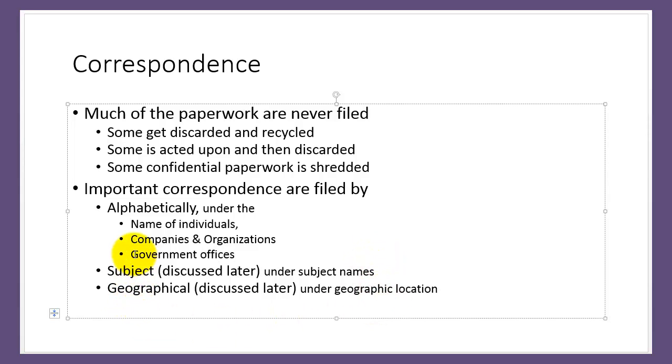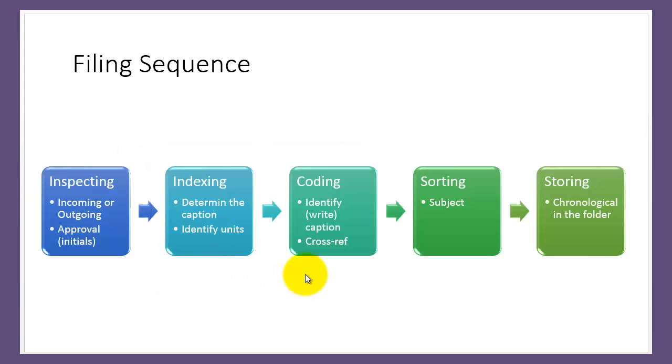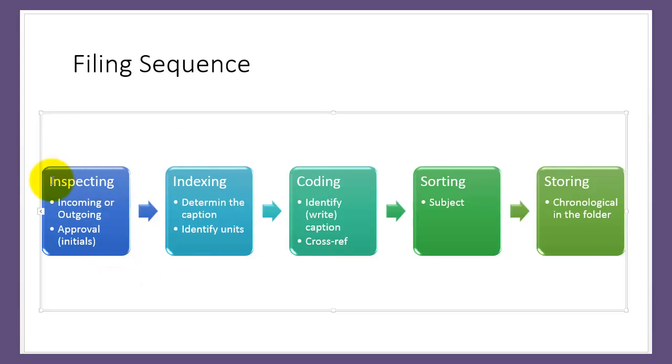All right, so let's move on to the next slide, which shows the basic sequence of filing alphabetic correspondence. First, you will need to inspect. Once it involves determining whether it is incoming or outgoing, or it is approved to be filed.